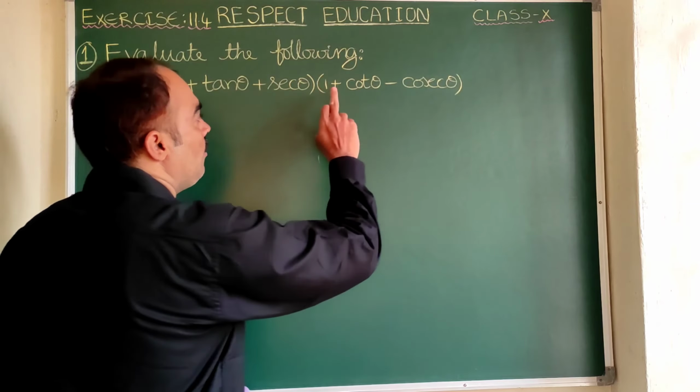Same way, plus B square. B square means sin square theta, plus 2 into A into B. A means cos theta, B means sin theta. So here, 2 cos theta into sin theta, minus 1 square is 1, divided by, let us maintain the same denominator, that is cos theta into sin theta.